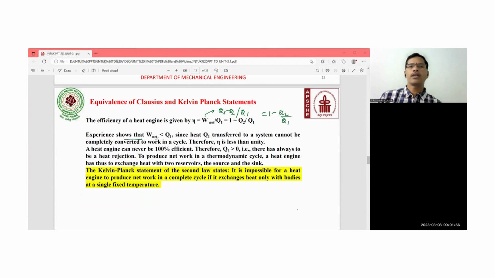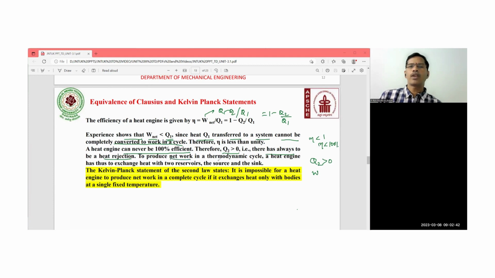Experience shows that the net work is less than the heat supplied, since the heat Q1 transferred to the system cannot be completely converted to work in a cycle. Therefore, the efficiency is less than unity, or less than 100%. So a heat engine can never be 100% efficient. Therefore, Q2, the heat rejected, must be greater than 0. There always has to be heat rejection. Only then can you get the net work output. Whenever there is heat rejection, you can get positive work output.